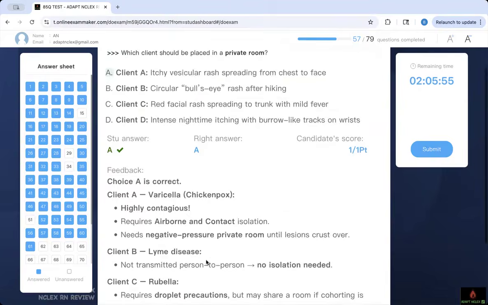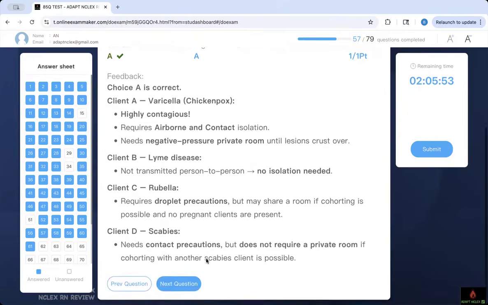Okay, think about varicella. And this is the explanation. You can take a picture of it. A is varicella, highly contagious because it's airborne and contact. Negative pressure is needed. Lyme disease, no isolation. Rubella is a droplet precaution. Even if you don't know what C is, I know what it is based on the description. And C is a contact precaution.